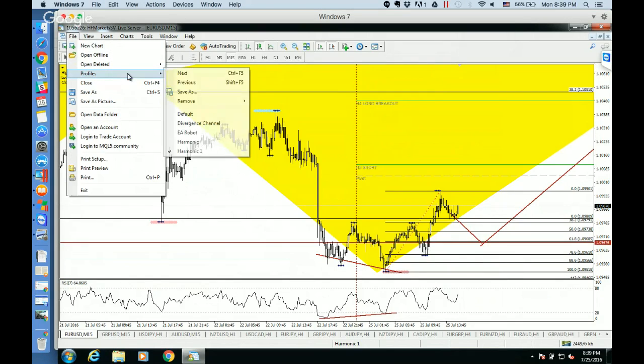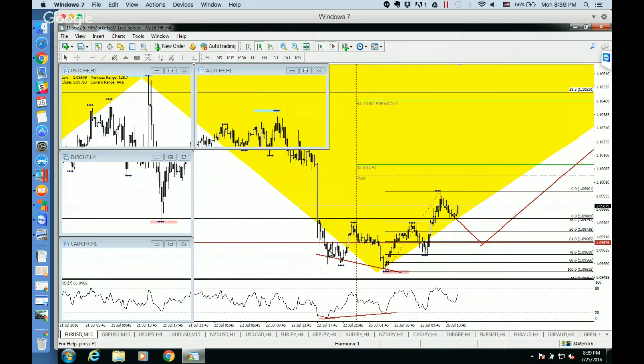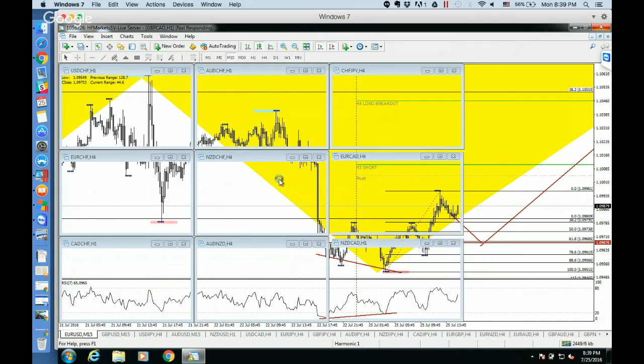Okay, any other questions regarding this? If not, I'll go over to the other portfolio to share with you some of the other charts.